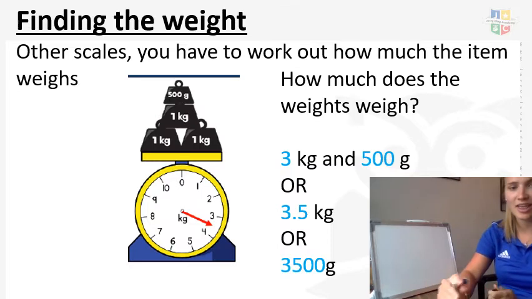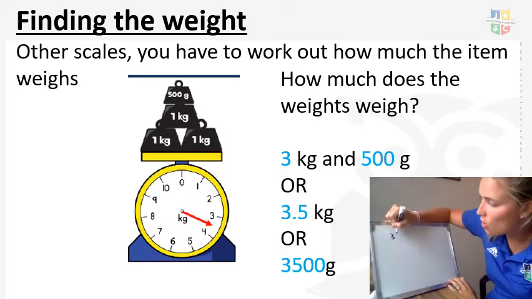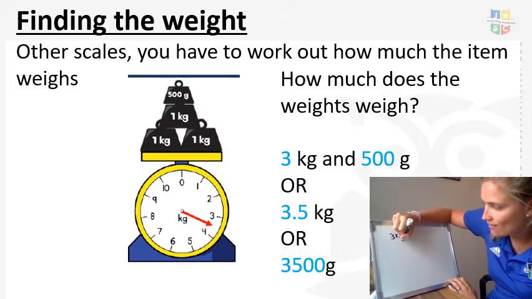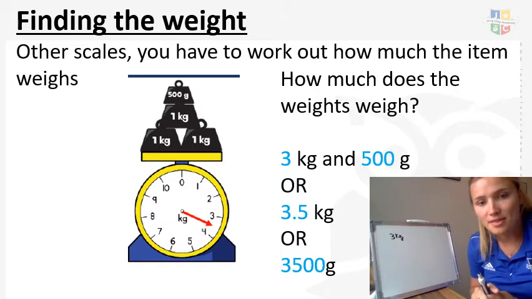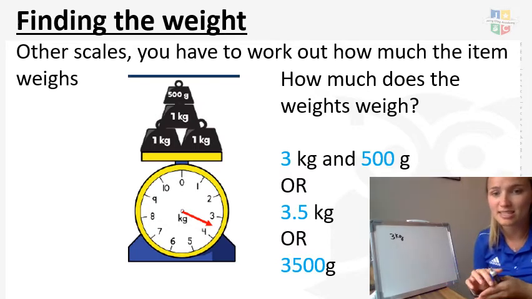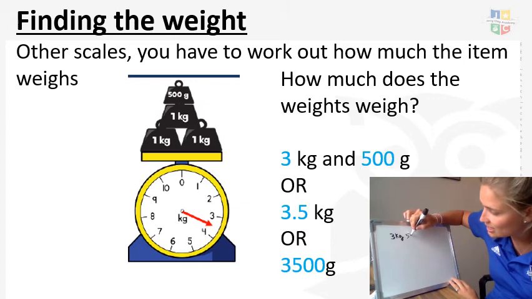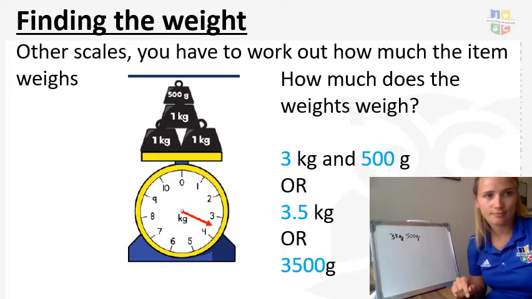So I can see that the hand has gone past 3 whole kilograms. So I know that I've got 3 kilograms. Now, the hand is halfway between 3 and 4 kilograms. So I know that that is 1 kilogram difference, and if it is halfway between them, it's going to be worth 500 grams. So I know the first answer will be 3 kilograms, 500 grams.